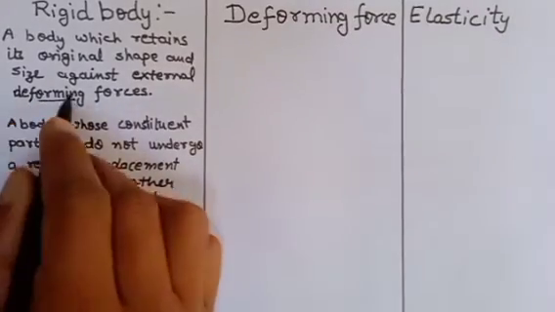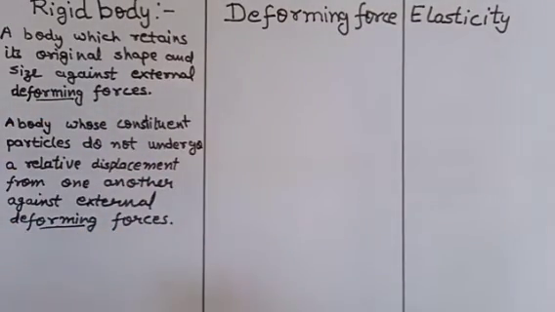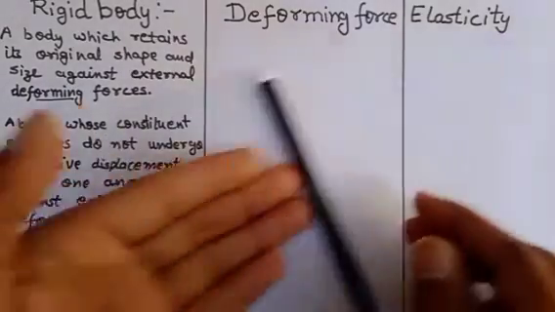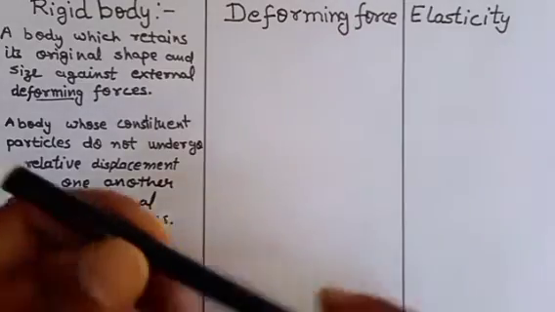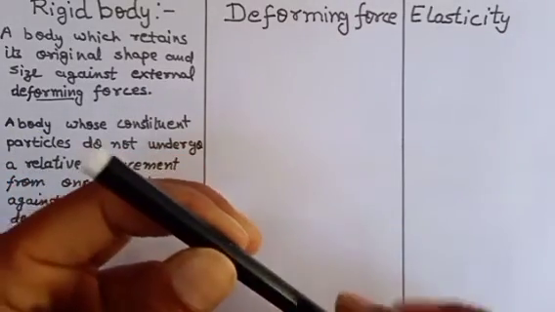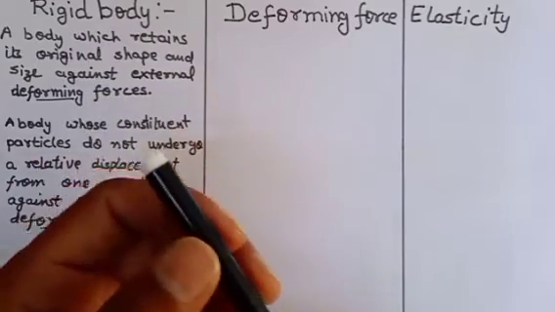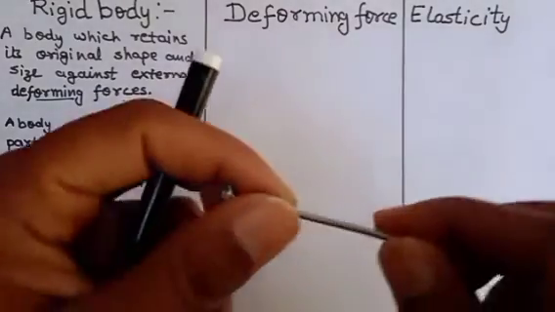Ultimately, if deforming forces are there, then they will make a body get deformed. But if a body does not get deformed, then that will be called a rigid body. So we know that when we apply a force to an object, that force has the tendency to accelerate that object. But if it is not accelerating that object, it has a tendency to deform it. Like I'm applying force, I have a tendency to deform this sketch. However, I'm not deforming it, but I can deform this.